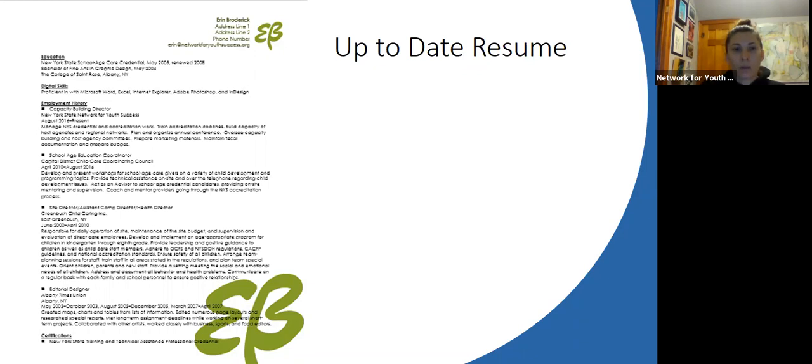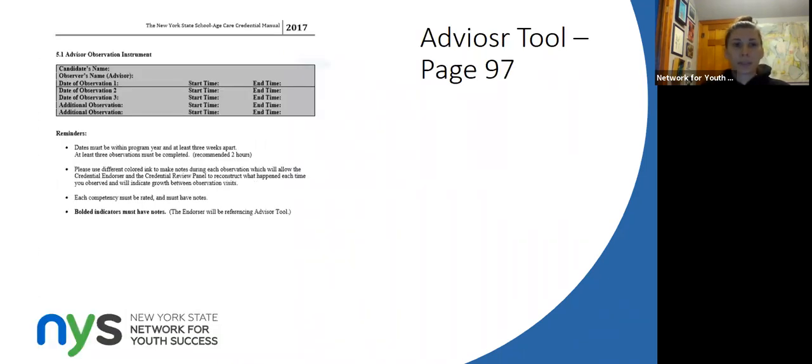All right. The next piece of the puzzle is the advisor instrument. As many of you may have seen, we did make some changes to this last year, so now we can see the dates and the start and end times of all of those observations. Nothing has changed in terms of when you need to do your visits. Your visits must be within one program year and at least 3 weeks apart, and we recommend that each of these observations are 2 hours each.